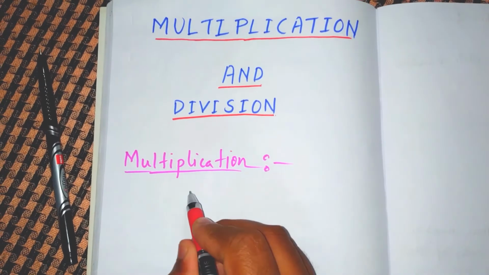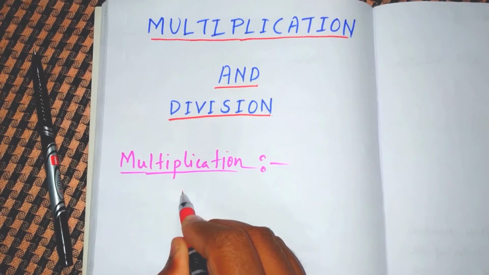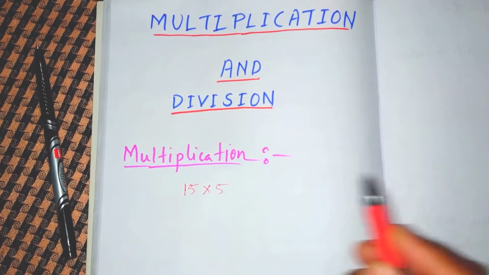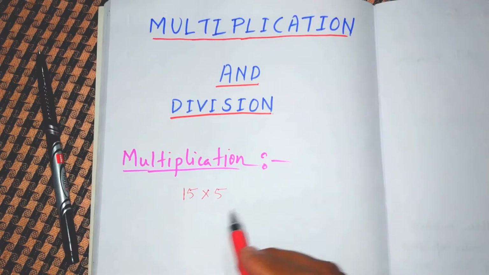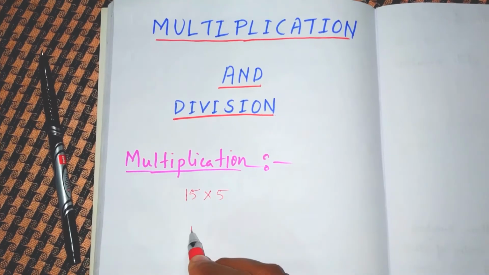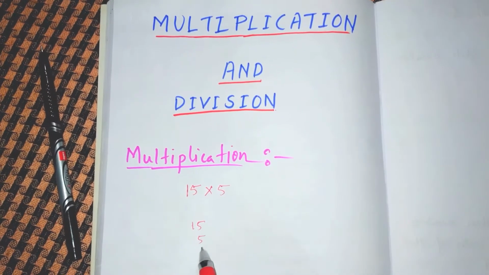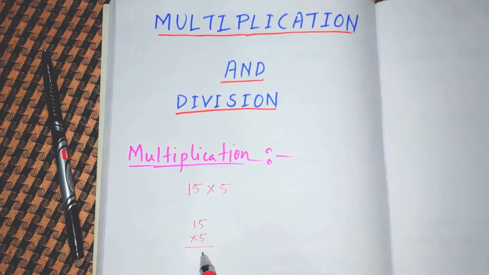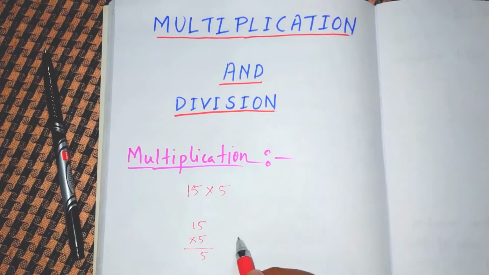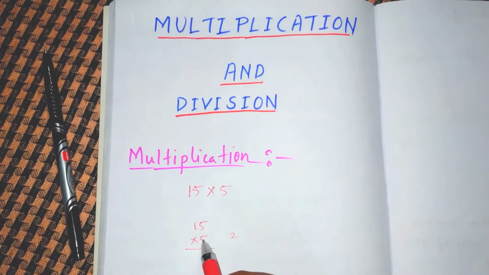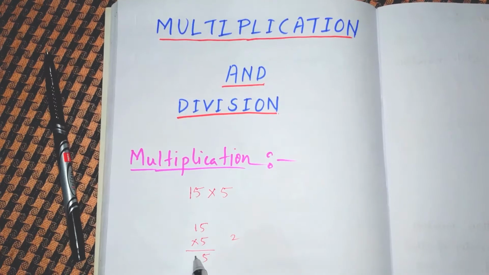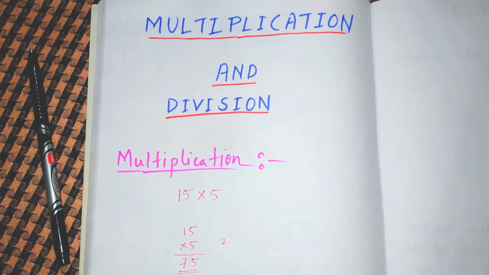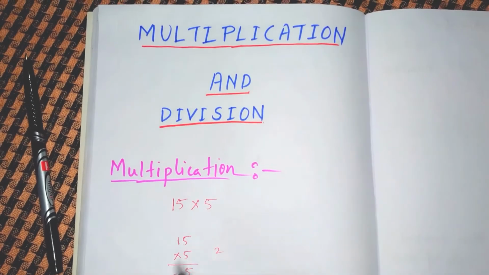Suppose if I say a number 15 which is multiplied by 5. Okay, so how we'll do the multiplication? We'll write 15 in above and 5 in down, and then we'll multiply it. So what will be the result? 5 into 5 is 25. 5 we will write and 2 will keep in hand, isn't it? And then 5 ones are 5 plus 2 is 7. So this is the result of this multiplication. So this is one way of multiplication.